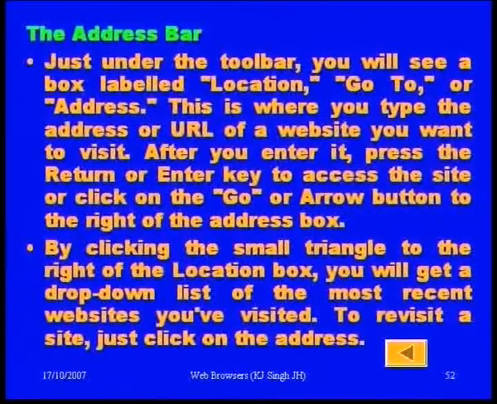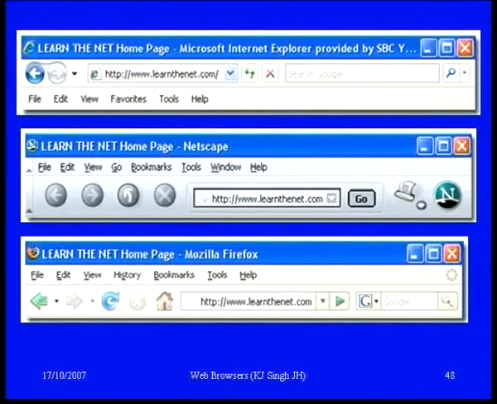Now another important thing is the address bar. We'll go back to previous slides. The address bar gives us the address of the URLs, and either by saying go to the address, or by clicking on the Go button, or by clicking the arrow button to the right of the address box, we can get to the next URL. There is a small triangle also available on the address box. Click on that, and it will display many URL addresses for you. Whichever is of your interest, you can pick that.